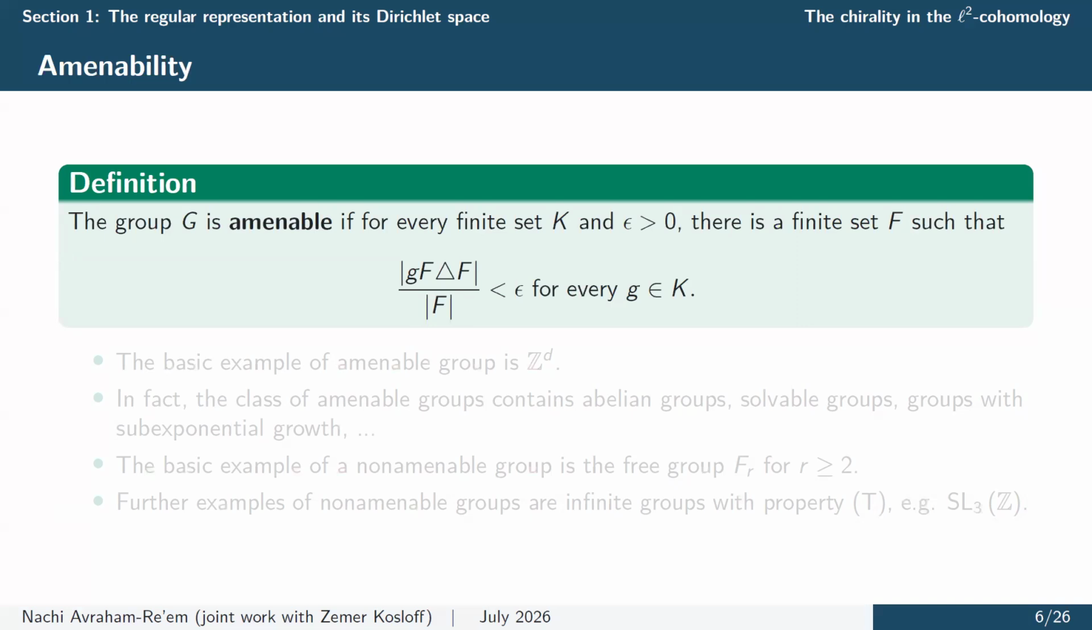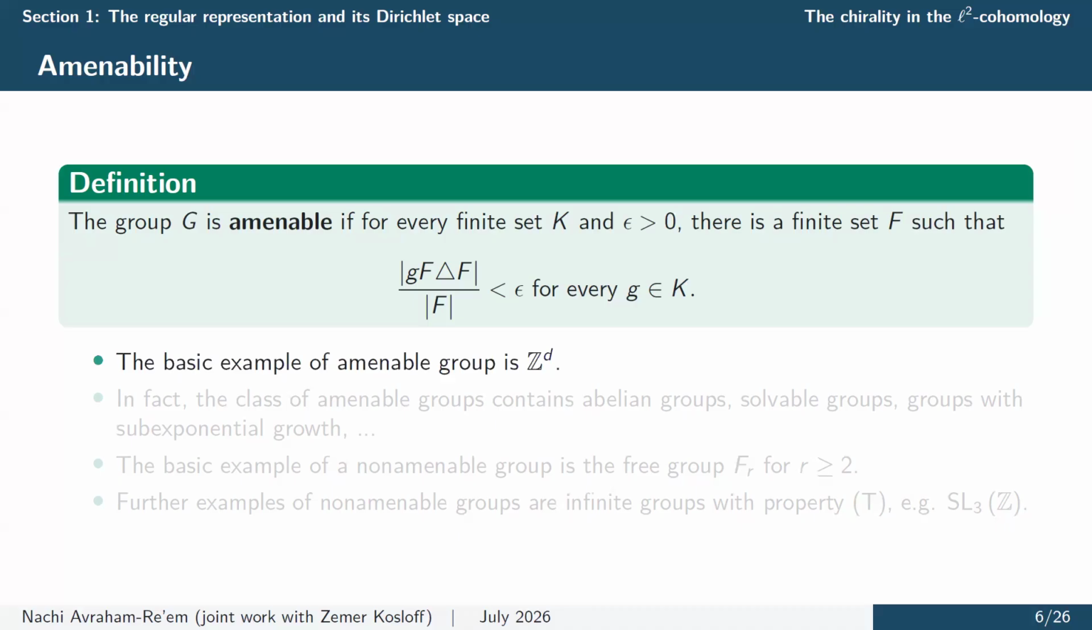It says that if I take any finite set K, I can find some other set F so that the translation of F by any element from this original set K would satisfy this smallness condition. If I look at the difference between F before and after I translate it by g, compared to the original size of F, this is smaller than epsilon. I guess most of you saw that once, but let's just take it as an abstract definition. I'll give you just some examples.